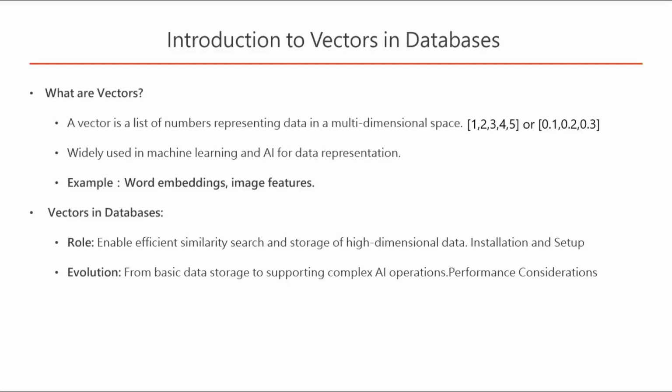Word embedding is a natural language processing technology used to convert text into numerical vectors. And a vector database's role is to enable fast similarity search and store high-dimensional data. Then the evolution, from basic data storage to supporting complex AI operations.